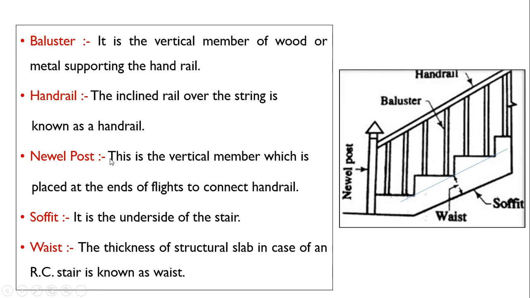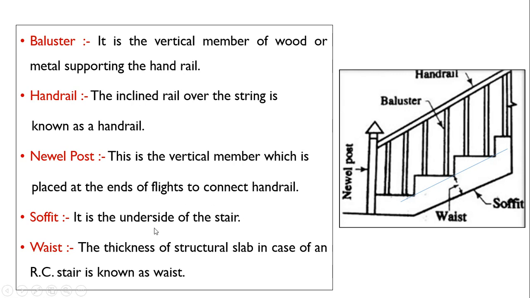Now next, newel post. This is the vertical member which is placed at the ends of the flights to connect or support the handrail. So this is the vertical member placed at the starting of the stair as well as at the end of the stair. It is called newel post. It improves the appearance and beauty of the staircase.